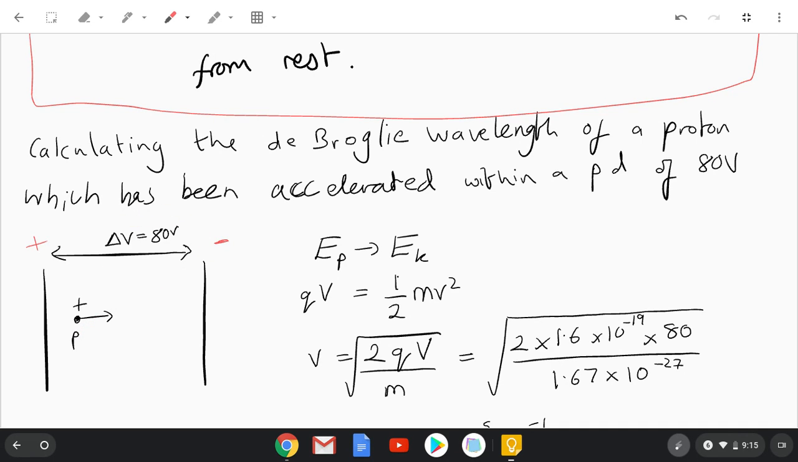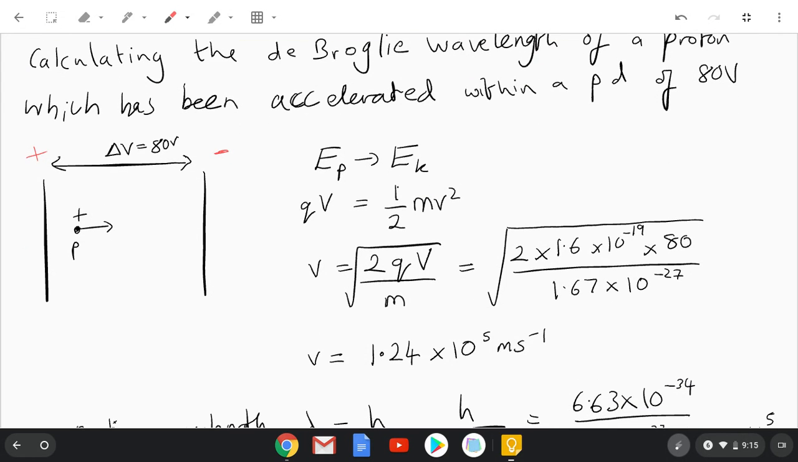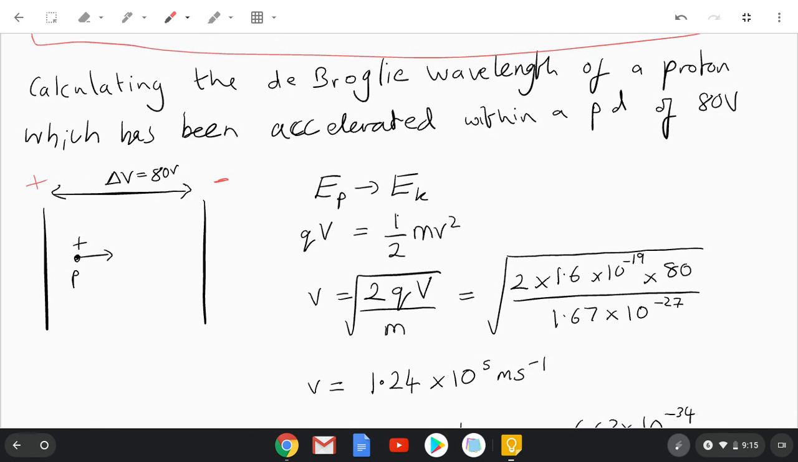We need to look at energy changes. So we've got potential energy between the two plates, electric potential energy, which is the charge times the voltage. And all of that is converting into kinetic energy, which is half mv squared. So because it's a proton, we are looking at the charge of a proton. The voltage between these plates is 80 volts as given to you in the question. The mass of a proton is on your data sheet at 1.67 times 10 to the minus 27, and that will enable us to work out the velocity.